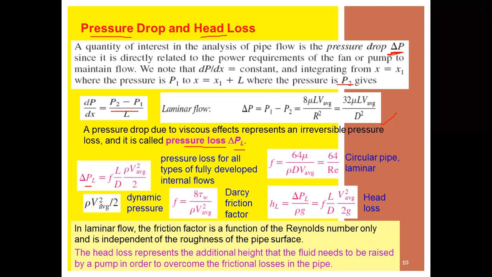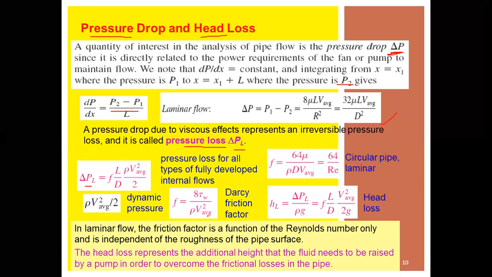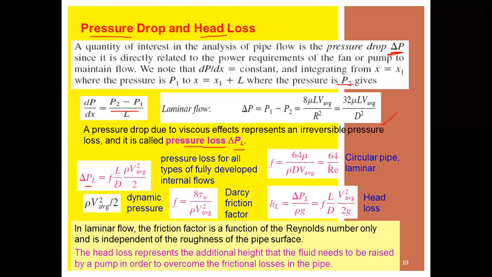Here rho V square average by 2 is the dynamic pressure. The Darcy friction factor f is equal to 8 tau W by rho V square average. So for a circular pipe with laminar flow, the f value is equal to 64 mu by rho D V average. That is equal to 64 by Reynolds number, because mu by rho D V is the reciprocal of the Reynolds number, so f is 64 by Re.